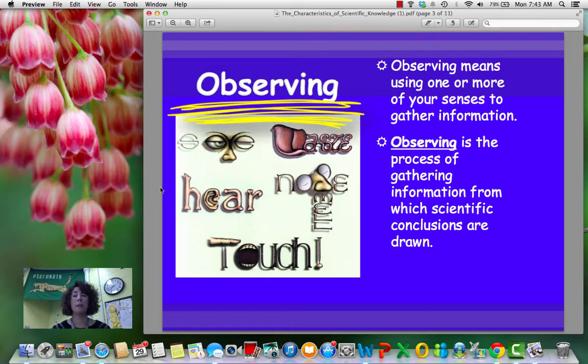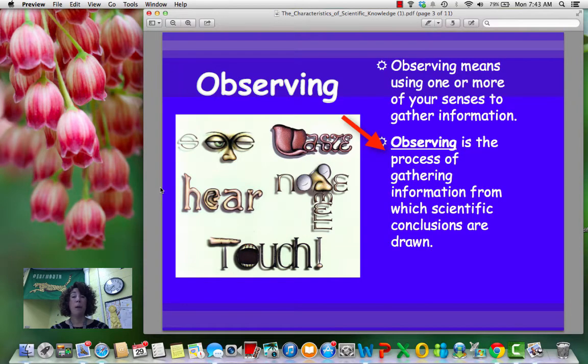So let's first talk about observing. We know that an observation means that we are using one or more of our senses to gather information. And so observing is just that whole process of gathering information. And from that, we can draw scientific conclusions.